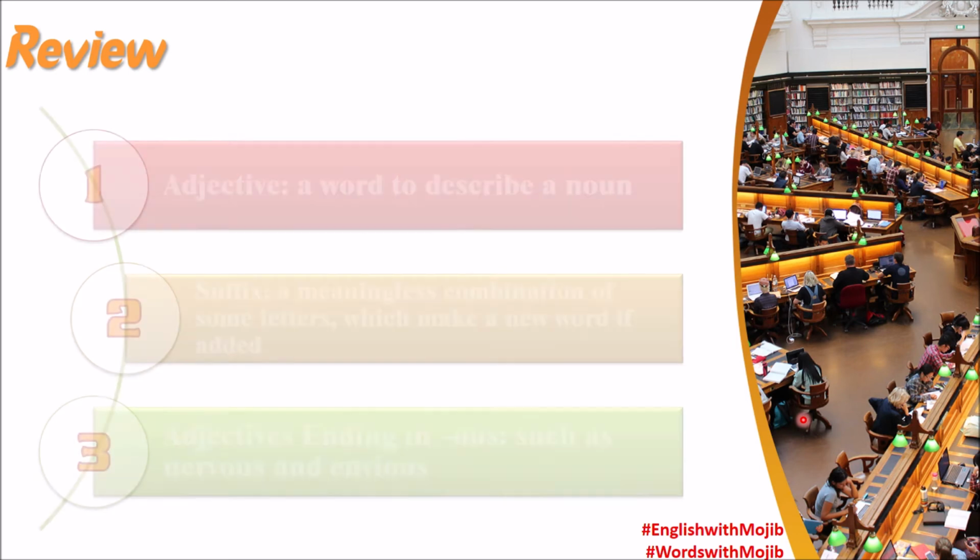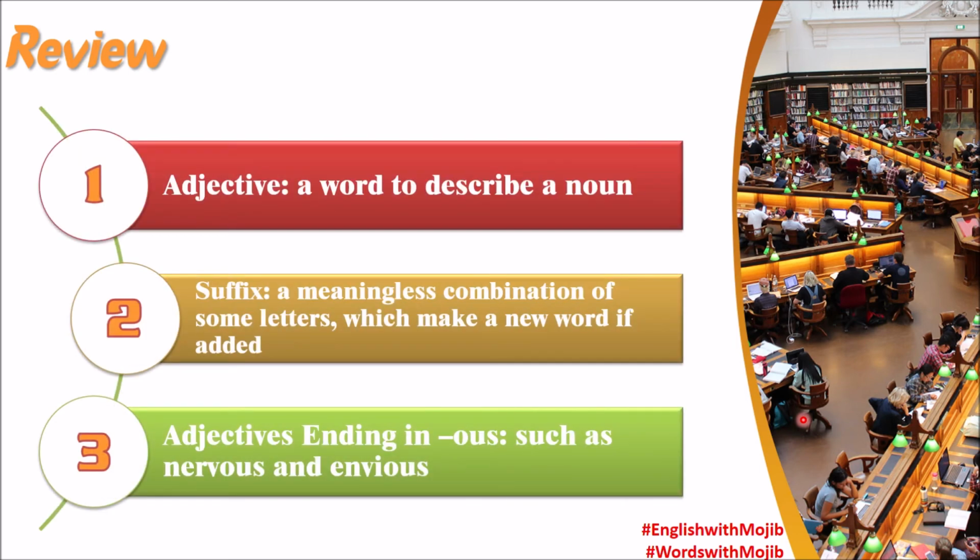Okay, let's have a review about what we had in this presentation and video. Adjective, a word to describe a noun. We have a noun, we want to give more information about it, we use an adjective. Suffix, a meaningless combination of some letters which make a new word if added. For example, interest plus ing will be interesting. Ing is a suffix. Adjectives ending in ous, such as nervous and envious, are made of nouns. For example, nervous, made of the noun nerve, and envious, made of the noun envy.